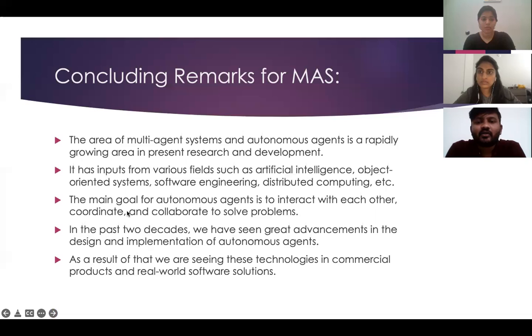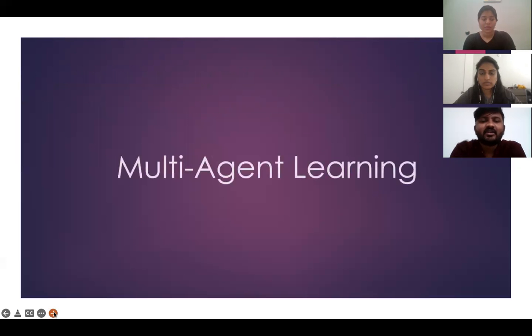Okay, these are some concluding remarks for multi-agent systems. It has inputs from various fields such as artificial intelligence, object-oriented systems, software engineering, and distributed areas. In the past 2 decades, we have seen great advancements in the design and implementation of autonomous agents. Previously, we looked at a lot of examples of applications where multi-agent systems are used. Next, we're going to see multi-agent learning, which Sai Prapurna will continue.